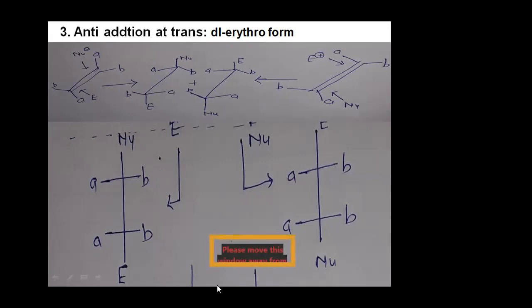This is erythro form. Now you can see if anti-addition at trans compound, then DL erythro form forms. So this is about the stereochemistry of the addition reaction, where anti-addition at trans compound gives DL erythro form. Now I will clear that.